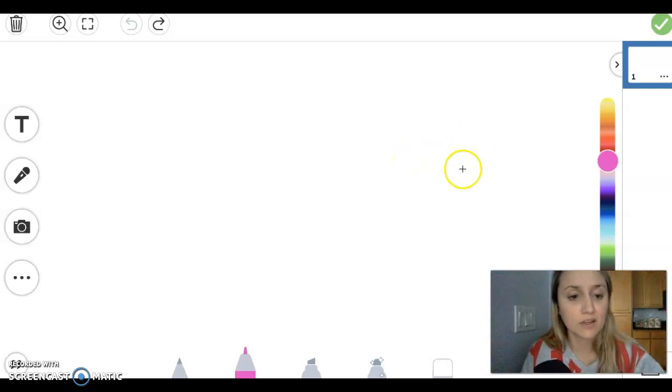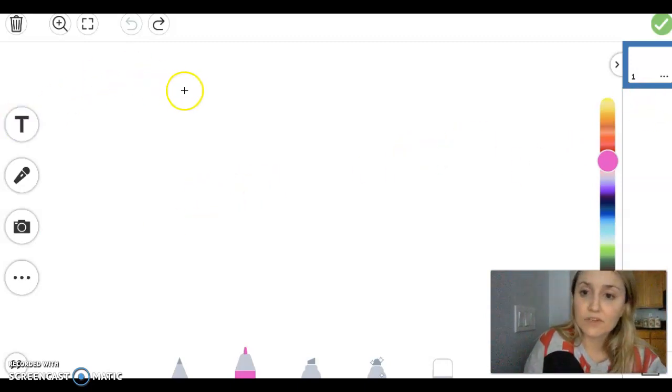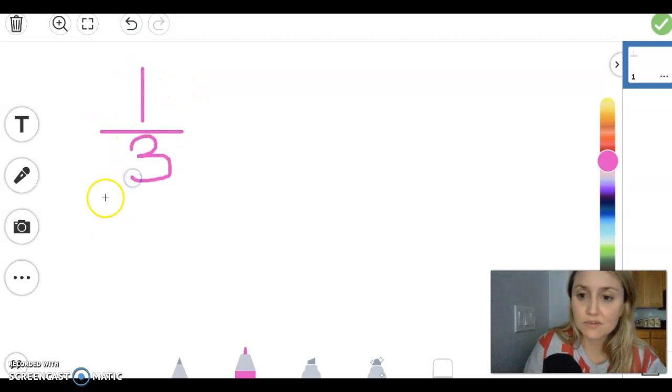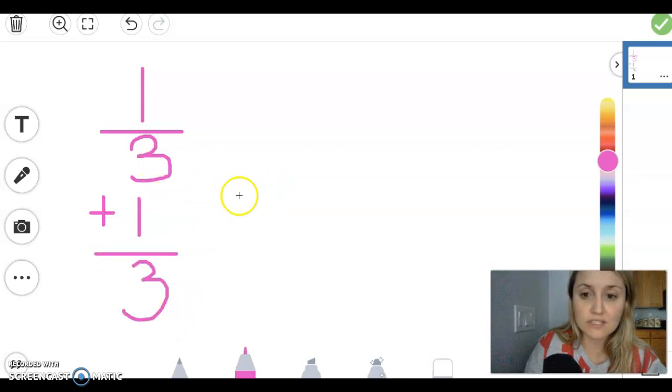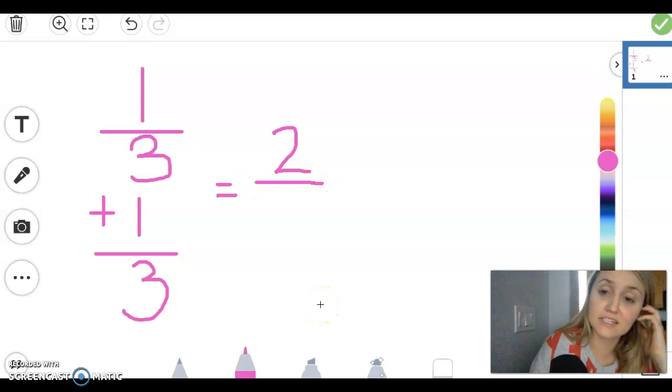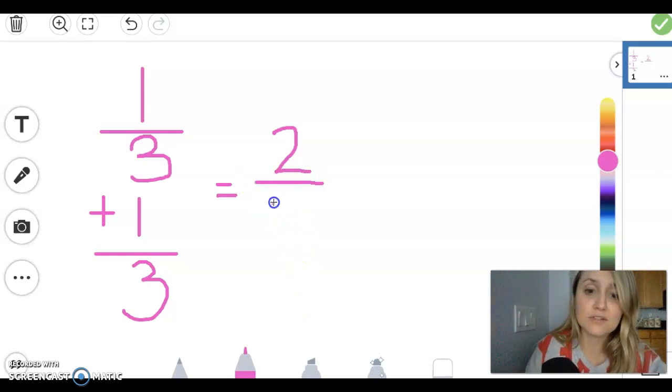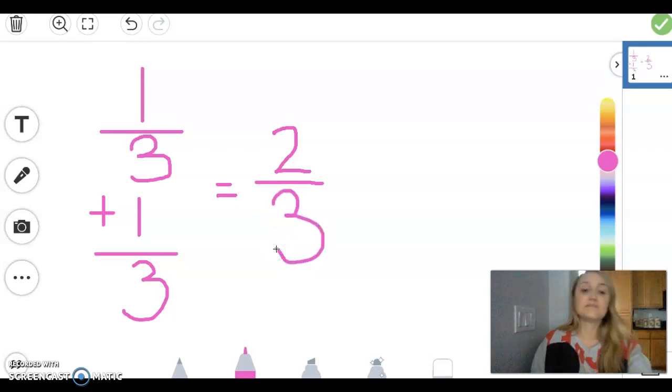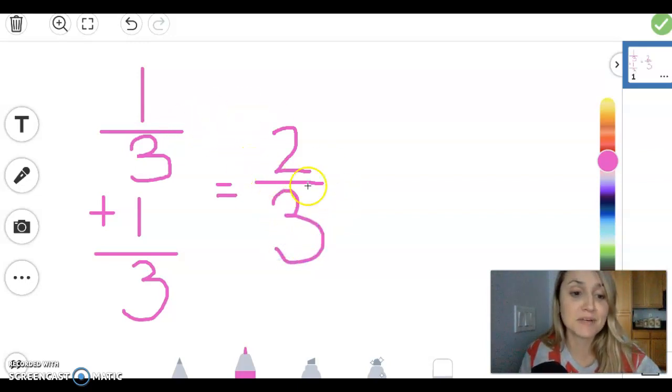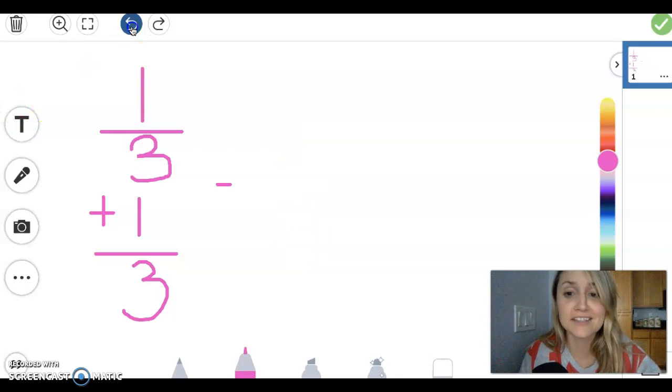All right. So for this one, the denominators always stay the same. So your first step is going to be to add the numerators. So 1 plus 1 would be 2. And then the denominator stays the same. So 2/3. And that's pretty much the lesson today.